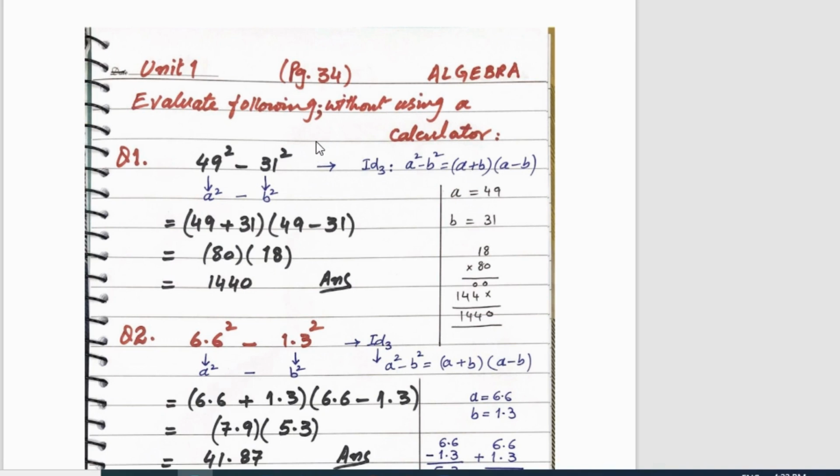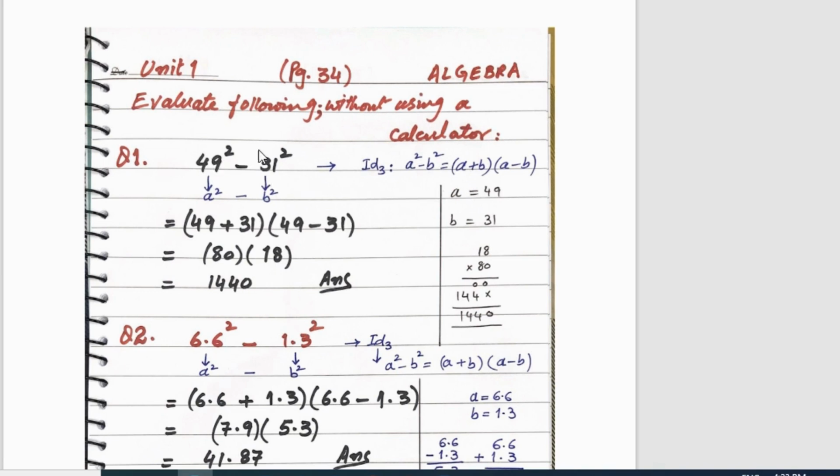Remember, whenever you get a valuation of some numbers having some squares, these are not ordinary numbers, they have squares on them. But students sometimes do it in a very wrong manner. They just multiply 49 and 49, then 31 and 31. This is not the way. When it is said evaluate the following without using a calculator, it means you will use algebraic identities.